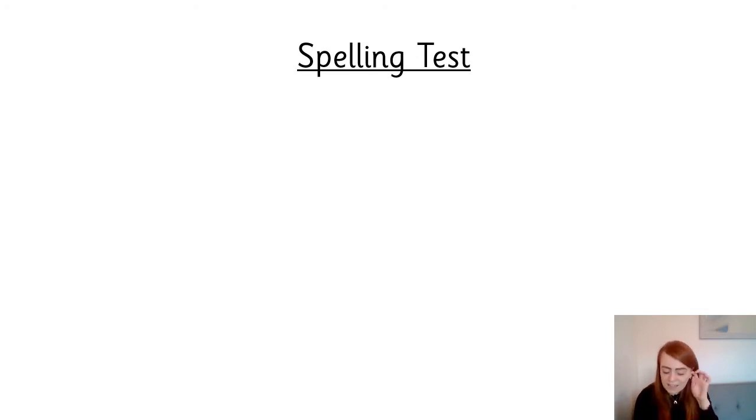Word number eight is body. Body. Why did the skeleton not go to the party? Because he had no body to go with.